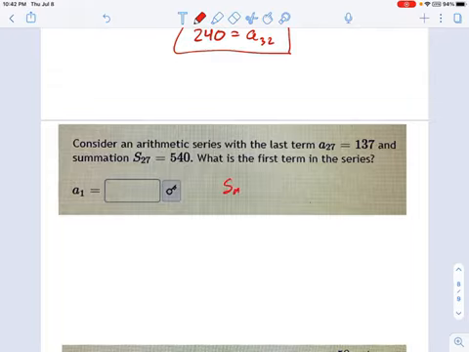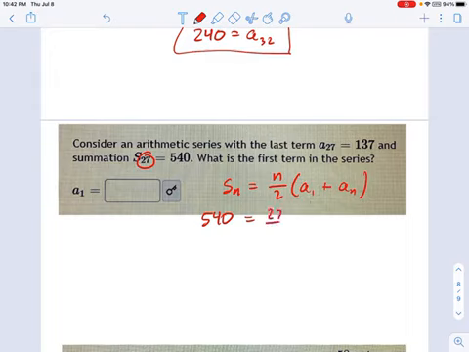Here's another example. Let's start with our formula again. Sn equals n over 2 times a1 plus an. And let's see what we know and what we want. Okay, we're told the summation, 540. That tells us how many terms there are, right? There's 27 terms. 27 over 2. A1 is what we want. They want to know what A1 is, so we just have to leave it as A1. And the 27th term is 137.